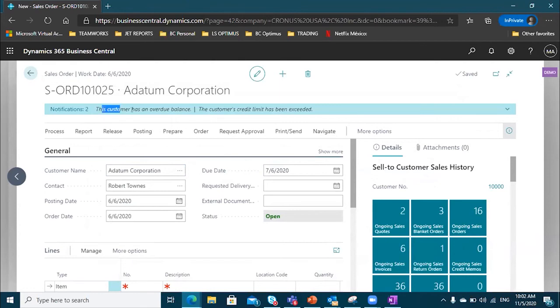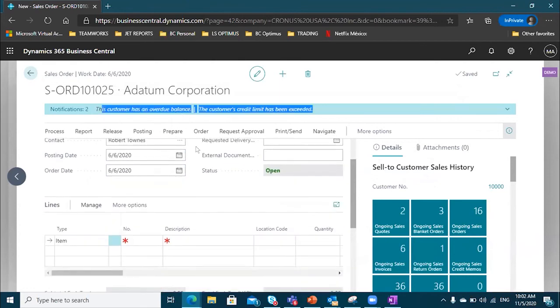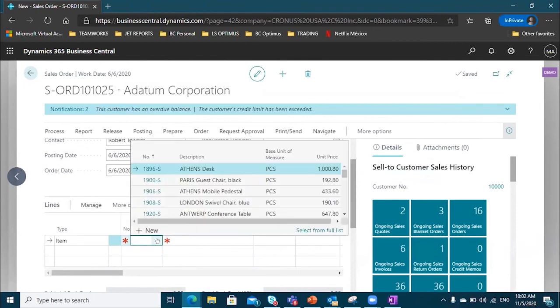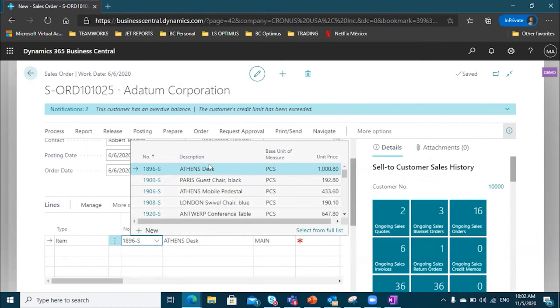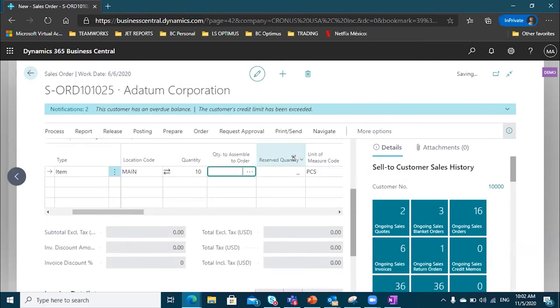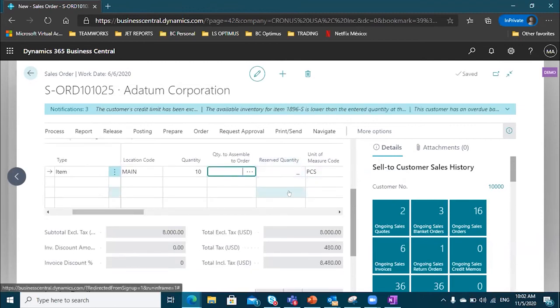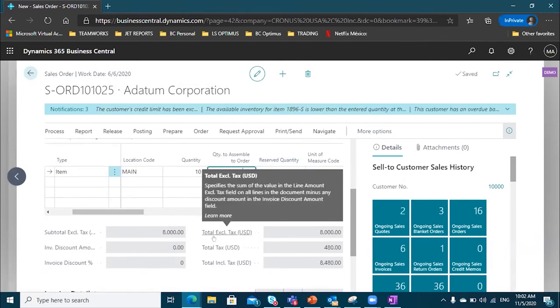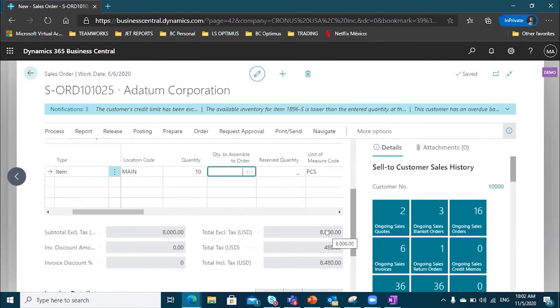Oh, and currently I have an overdue balance. Okay, well, that's fine. Anyway, what I'm going to do for this sales operation is include the item. I'm just going to start selling 10. In order to start calculating the first amounts for the total operation, I have taxes for 480. The base amount is 8,000, and here is the total.